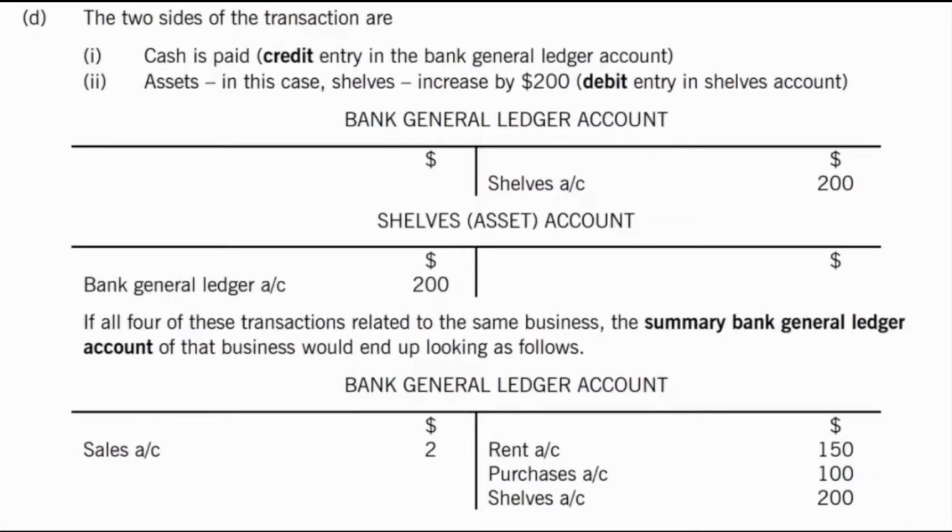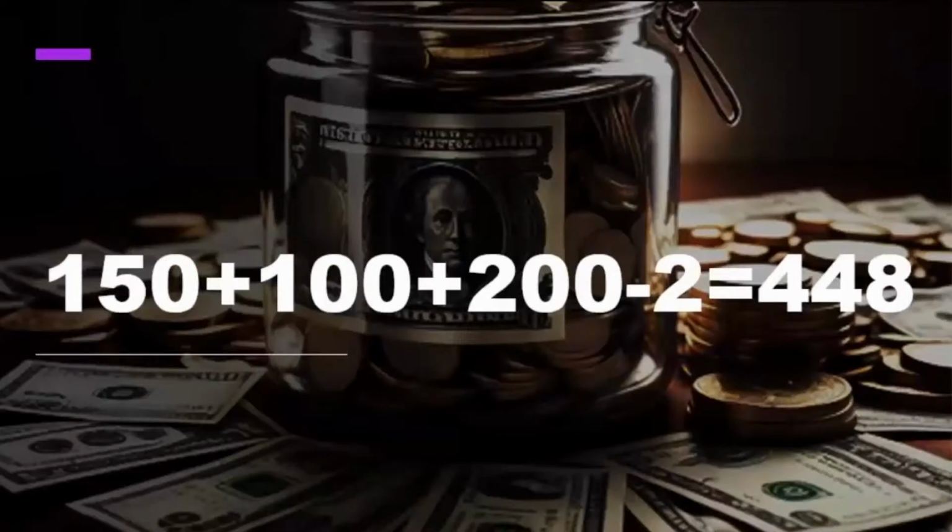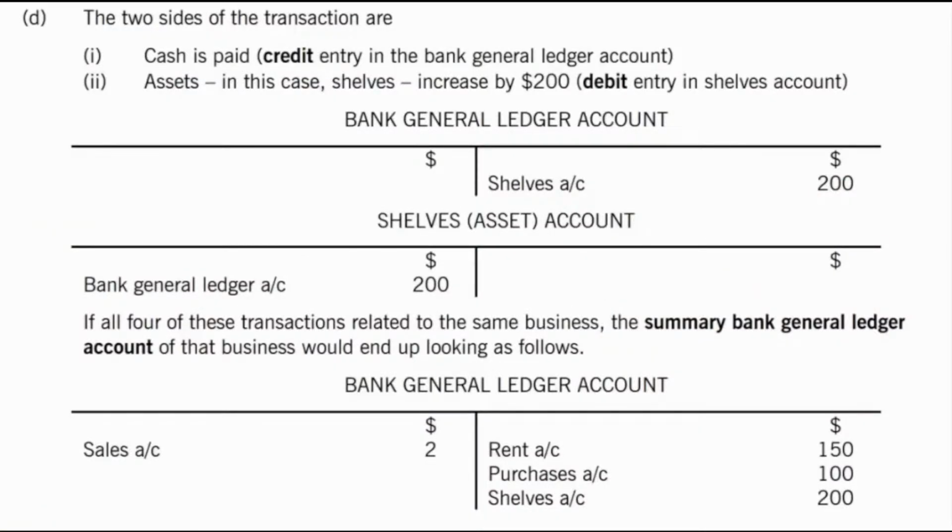Net effect of transactions on the cash account. To determine the final balance in the cash account, add all the amounts on the debit side, only $2. Subtract all the amounts on the credit side, $150, $100, and $200. This shows the total reduction in the business's cash balance after these transactions. This detailed explanation should help all students, including beginners, see how each cash transaction is recorded in the ledger and how the debit and credit system works for each account.